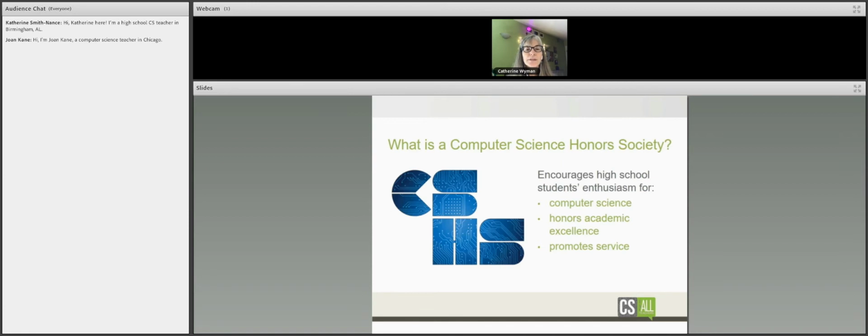I first heard about Computer Science Honor Society at the AP reading a few years ago. Buffy Hawley started the Computer Science Honor Society in Virginia as part of Code VA, and she spoke very passionately at an evening session at the reading about Computer Science Honor Society and why we should get a Computer Science Honor Society chapter at our school.